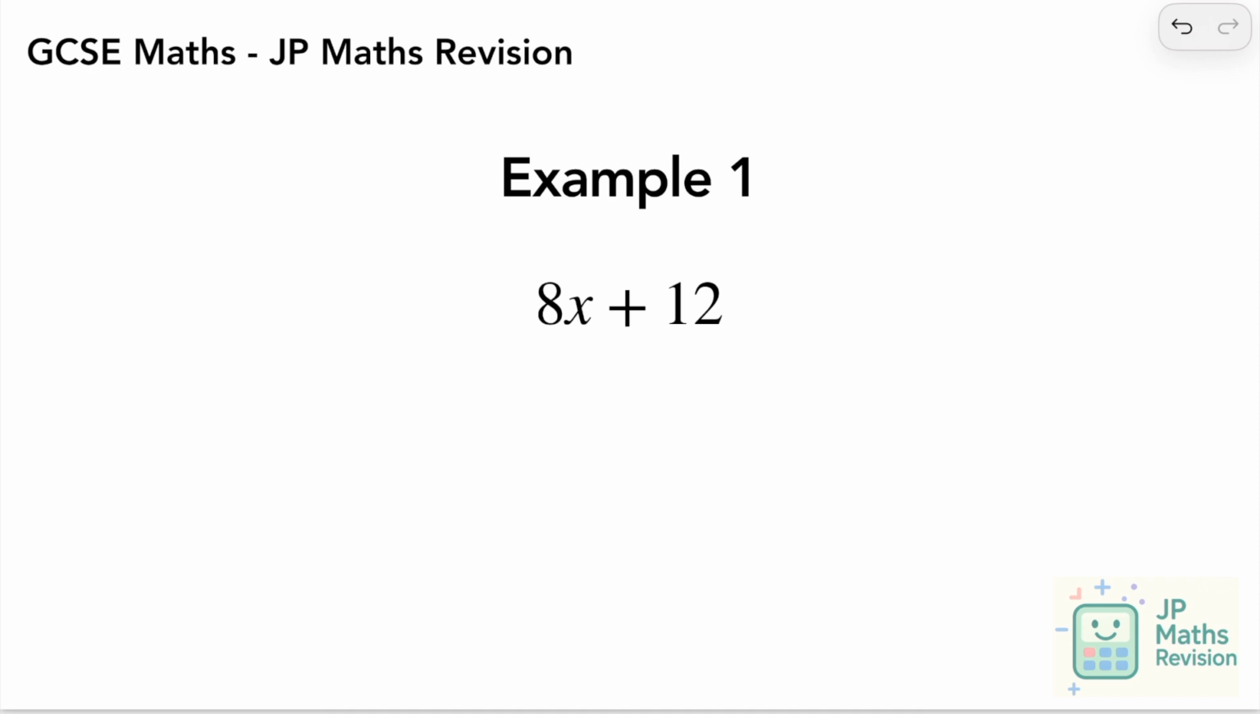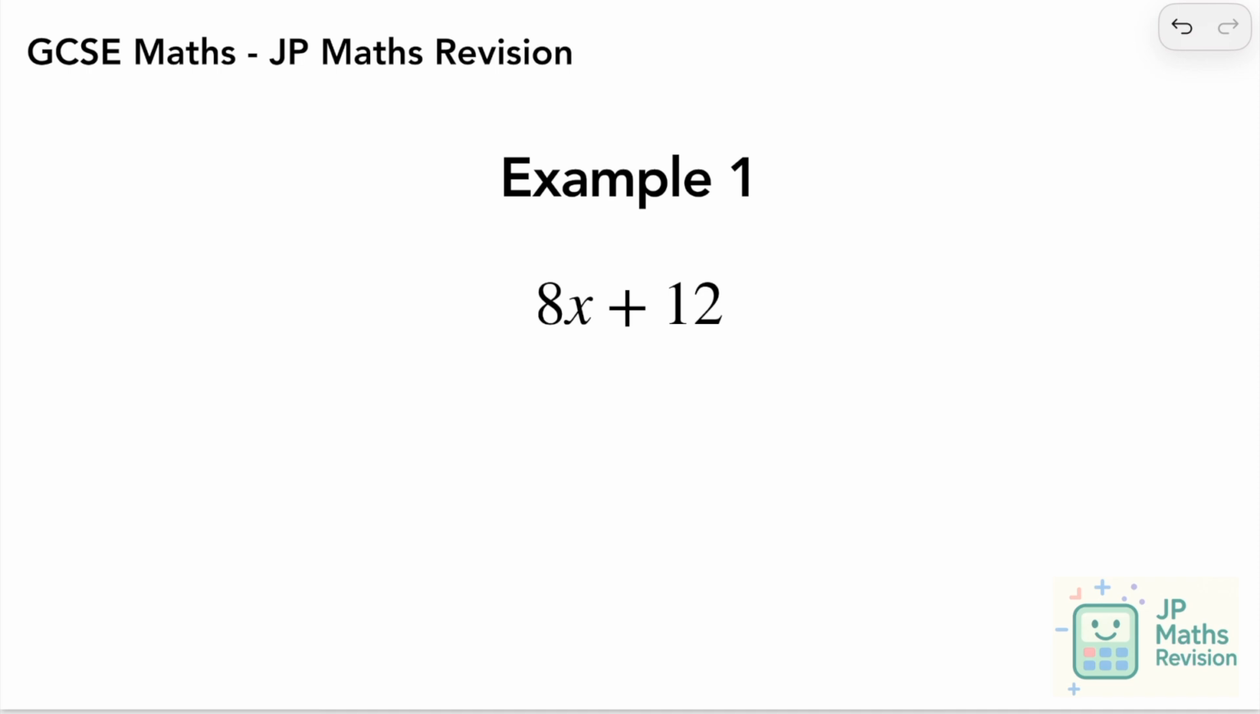So here's an example. So we might have 8x plus 12 and we need to put this back into brackets. So in order to do this, we need to be able to take out the highest common factor. So we need to think of something that goes into both 8x and 12, and it has to be the biggest thing that goes into both of those terms. So it has to be the highest common factor that goes into both 8x and 12. So if you think about it, you should know that 4 goes into both 8x and 12.